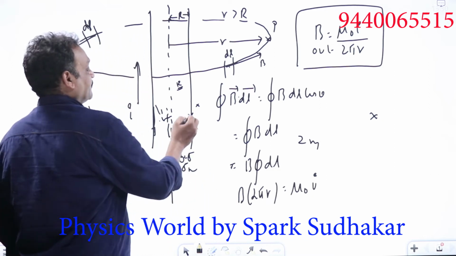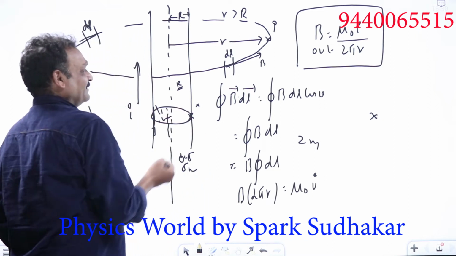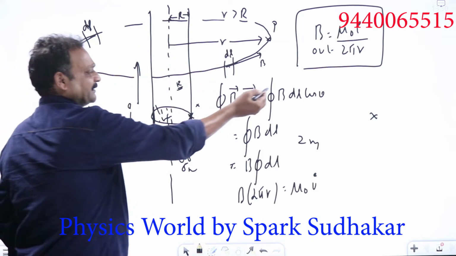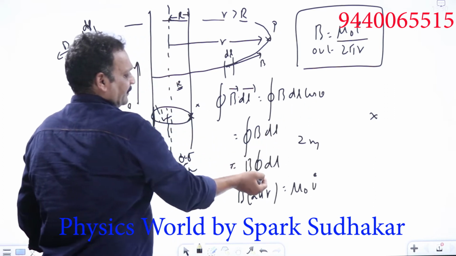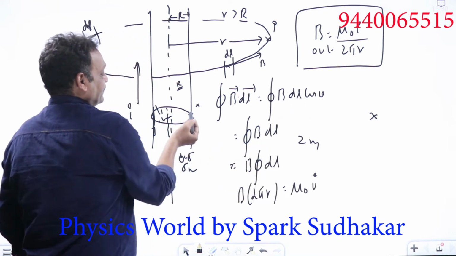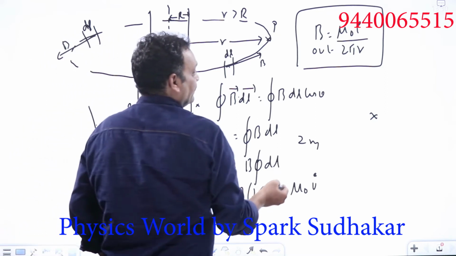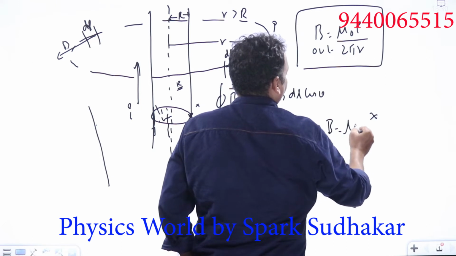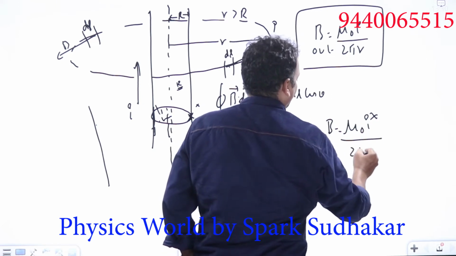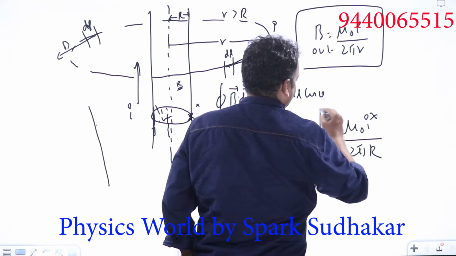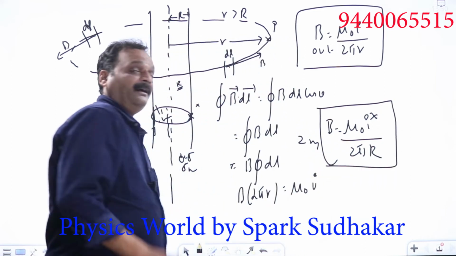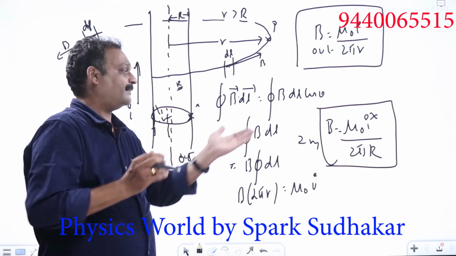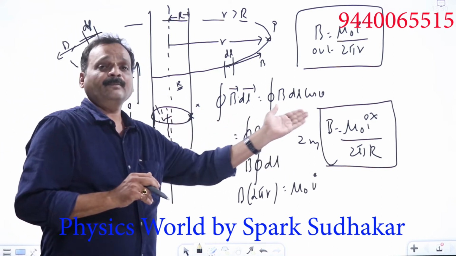On the surface of the wire also I will consider one Ampere path like this. Everything is the same, B and dl will be in the same direction. Cos theta equals 1, so B into dl, and the circumference of the circular path will be 2 pi r. Means if I replace small r with capital R, B equals mu naught I by 2 pi capital R, where R is the radius of the wire. This is the expression for B on the surface of the wire. B on the surface of any current wire is equal to mu naught I by 2 pi into the radius of the wire.